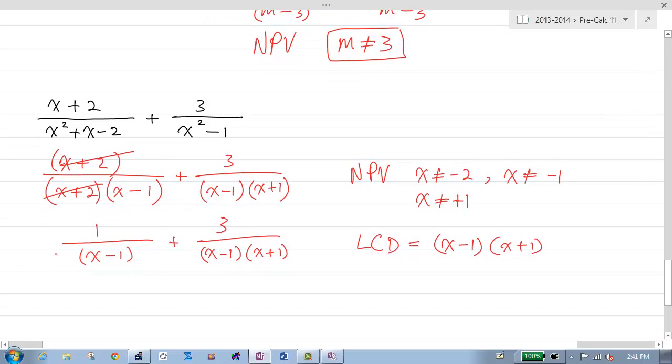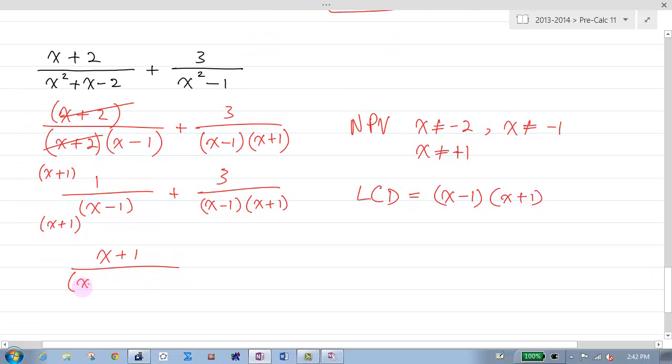The second fraction already has the LCD as the denominator. The first fraction, we need to multiply the denominator by x plus 1 to make it into the LCD. If you do that for the denominator, we need to do the same for the numerator. We multiply by x plus 1. Now I'm going to write them as a product of factors. Now they have the same denominator.